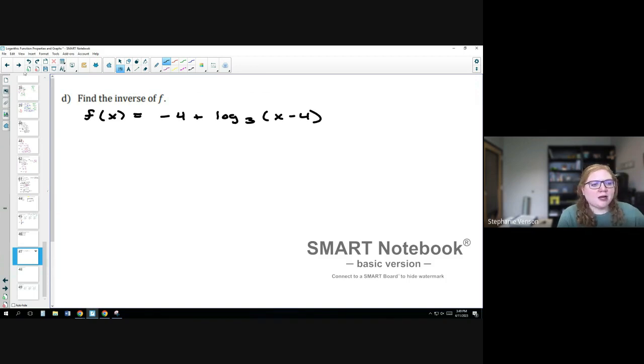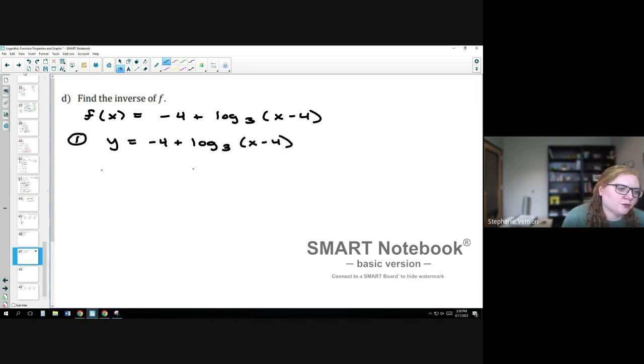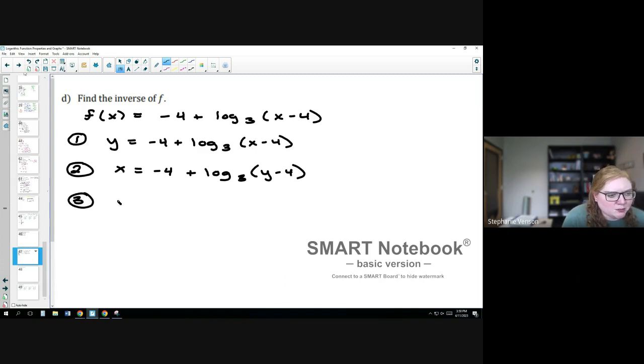So I'm going to start my inverse process. Number one, write it as a y. Y equals -4 plus log base 3 of x minus 4. Step 2, switch x and y. X equals -4 plus log base 3 of y minus 4. Okay, step 3, we're solving for y. So I'm going to rewrite it.